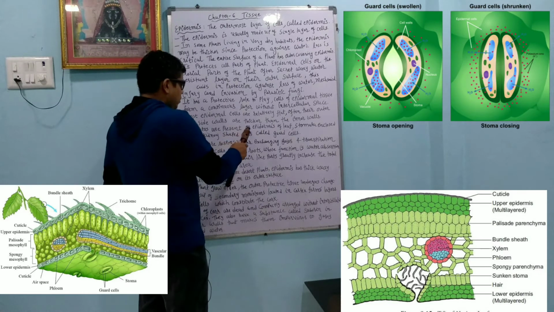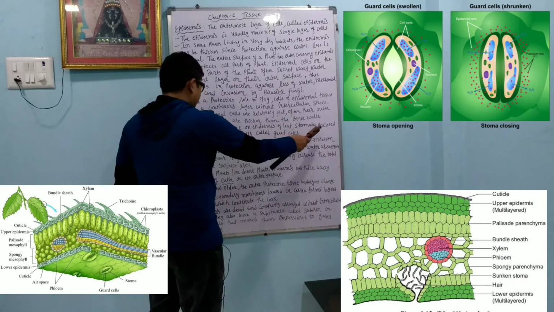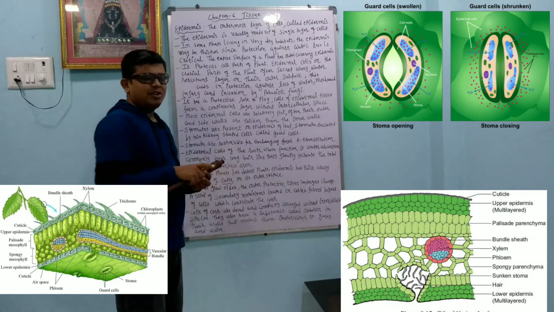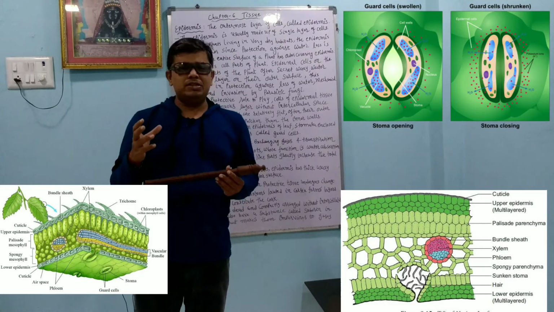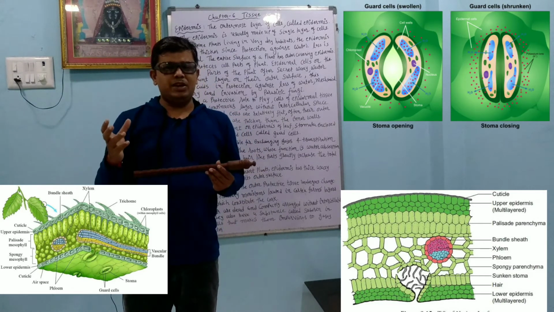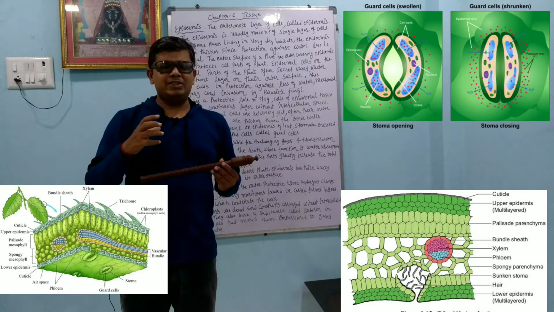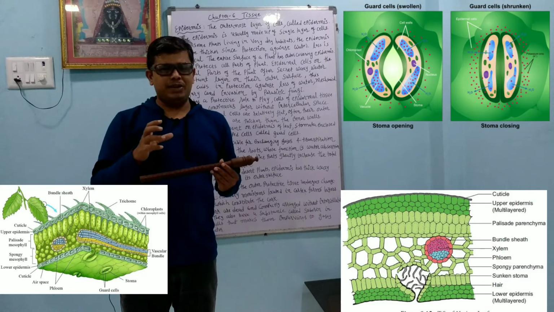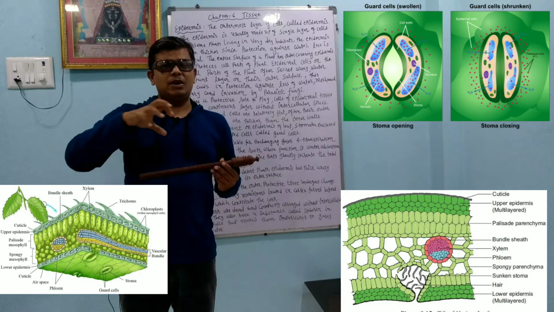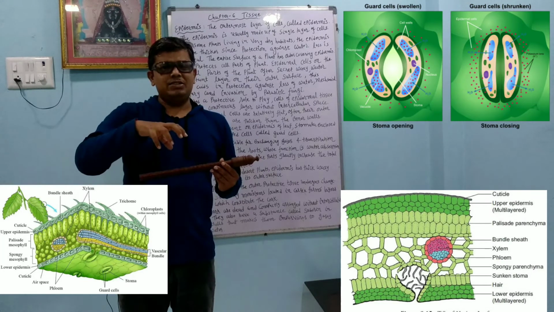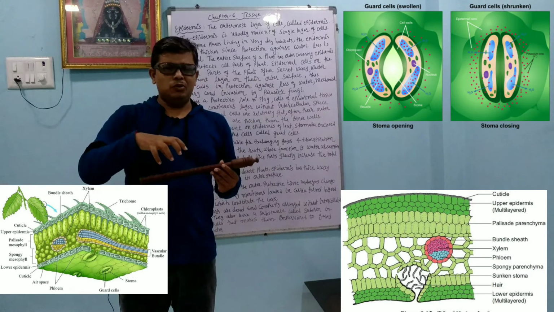Stomata are present on the epidermis of leaves. Stomata are enclosed by two kidney-shaped cells called guard cells. Now dear student, during photosynthesis oxygen is produced, and carbon dioxide is required. That is exchanged through what? Stomata. Stomata are covered by the guard cells, which open or close the stomata.